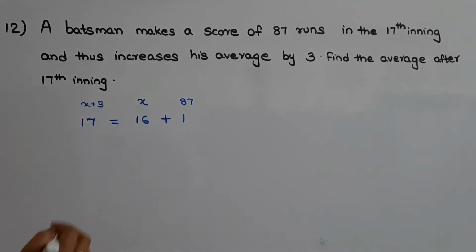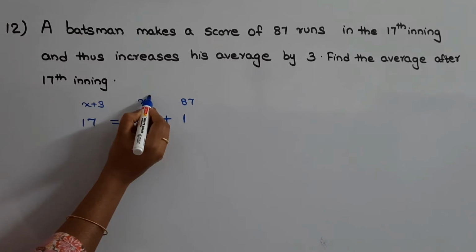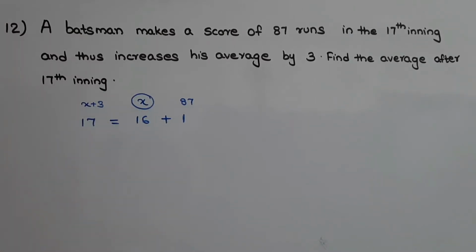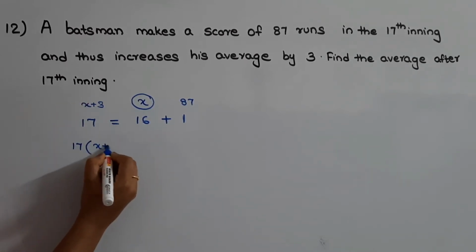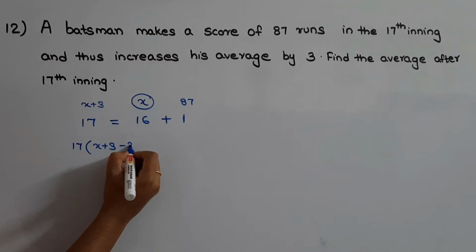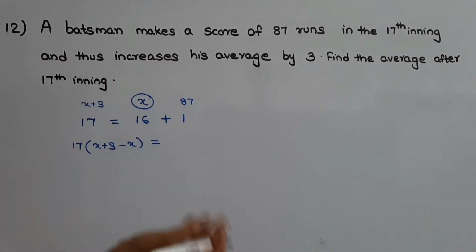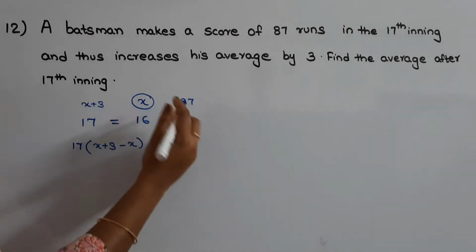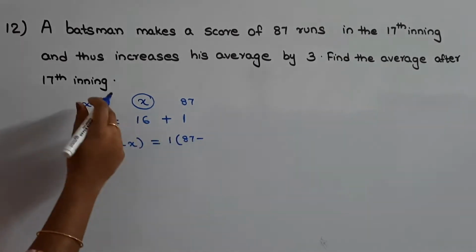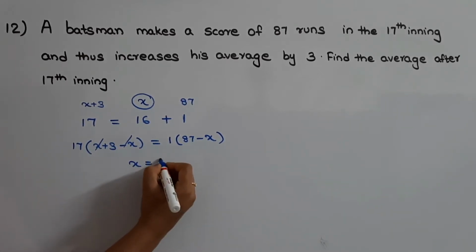Now let us take one of these averages as a reference average. So I am taking this x as the reference average. Now multiply this 16 by the difference between its average and reference average. Then that is equal to, whichever part we have taken as the reference part, that part always becomes 0. So this is equal to multiply this 1 by the difference between its runs and the reference average, that is 87 minus x. Now on solving this equation, we will get the x value as 36.